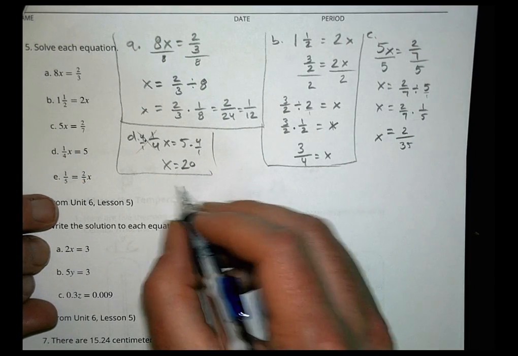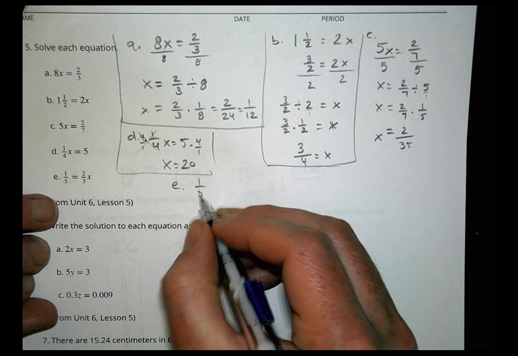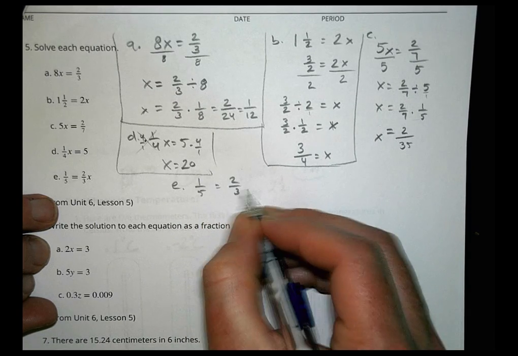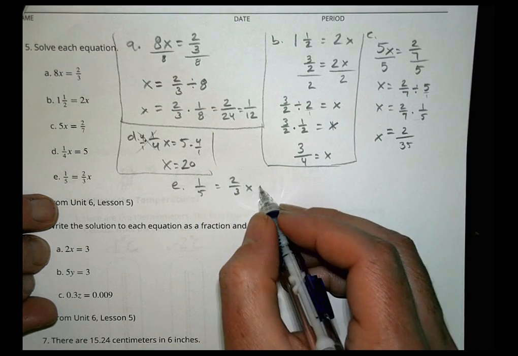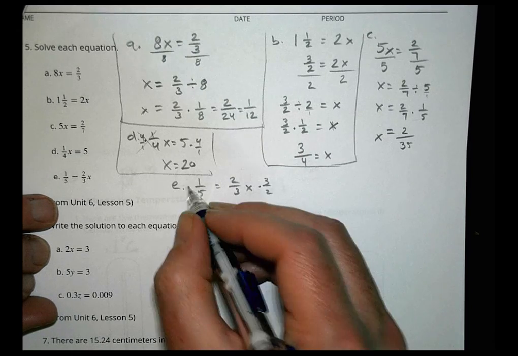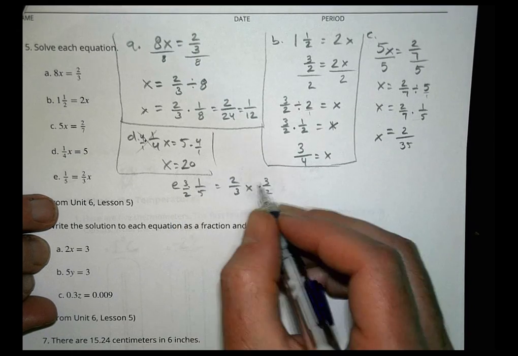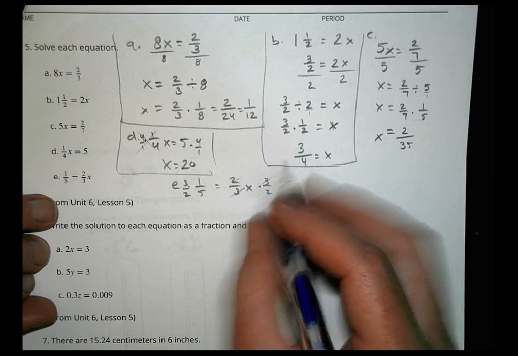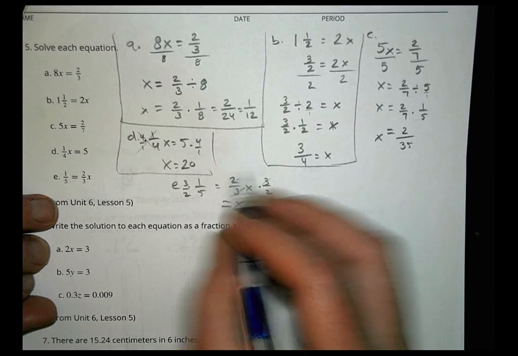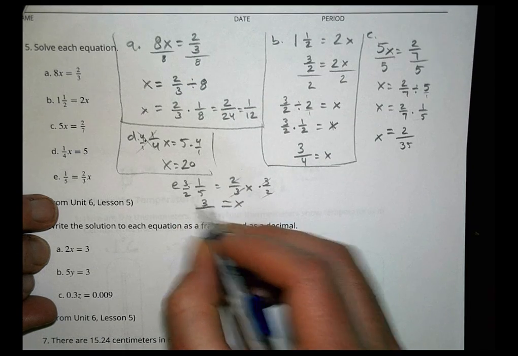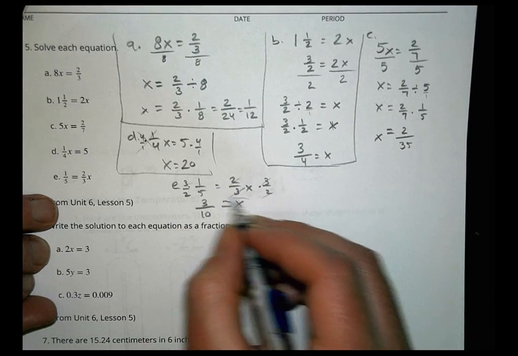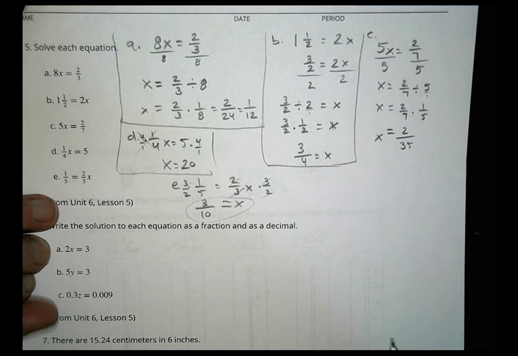And finally for E, we have 1/5 equals 2/3 of x. To get that separated, I multiply both sides by the reciprocal. Right, so 3's cancel, 2's cancel. I have x left over here. 3 times 1 is 3, and 2 times 5 is 10. So 3/10 equals x.